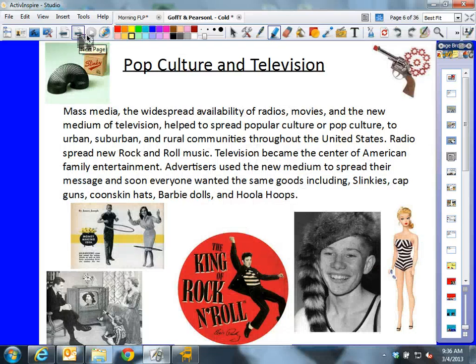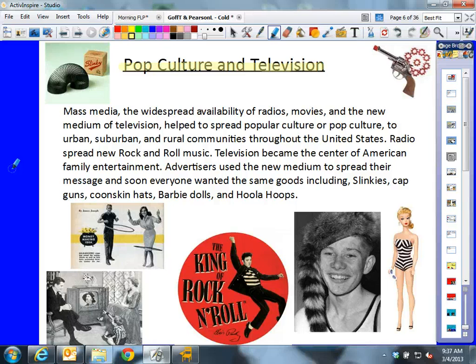So we've talked a little bit about where people chose to live and how they spent money. Some of the things that got people's attention during the time was kind of the pop culture and television of the time period. Mass media, the widespread availability of radios, movies, and the new medium of television helped to spread popular culture, or pop culture, to urban, suburban, and rural communities throughout the United States. Radio spread new rock and roll music. Television became the center of American family entertainment.